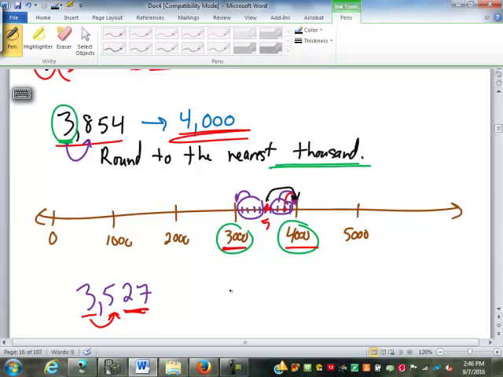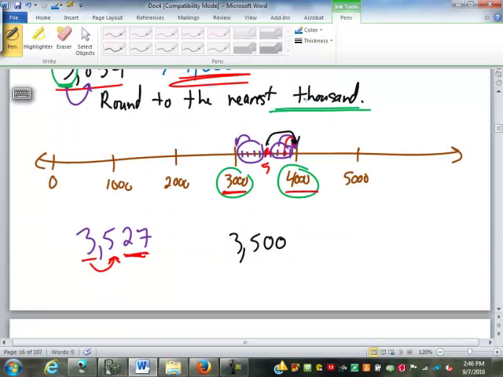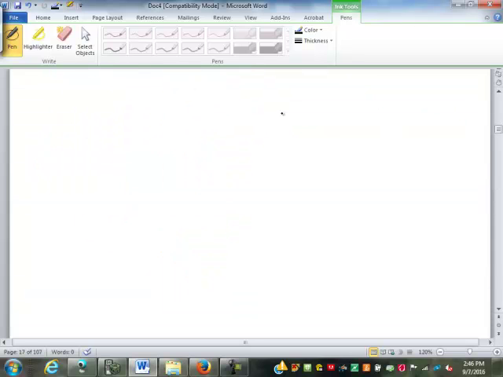The only time it's ever really an issue is if it's just 3,500. Now it is exactly in the middle, and this is where we have just accepted that we're going to round that up to 4,000. Okay, I'm not going to talk anymore about rounding. Let's take a look at our basic operation of addition.